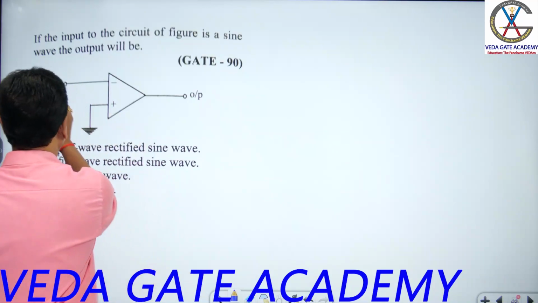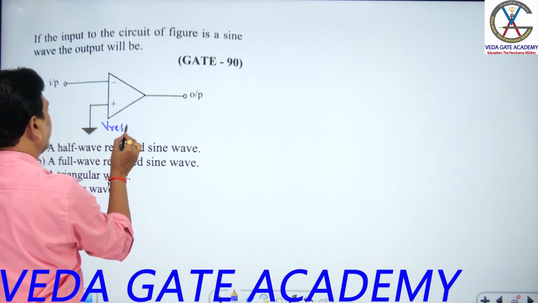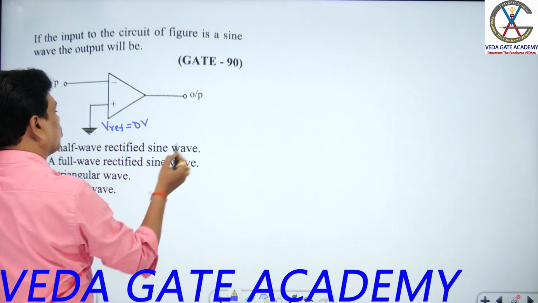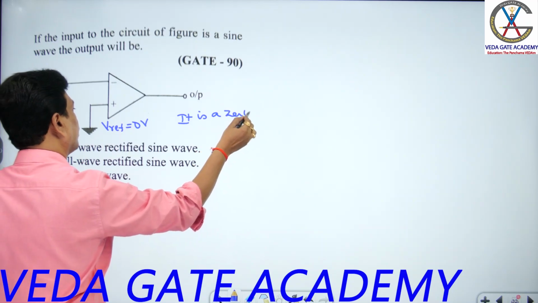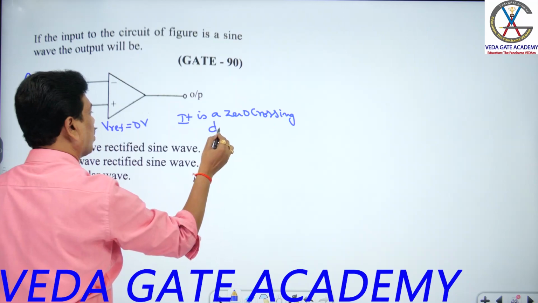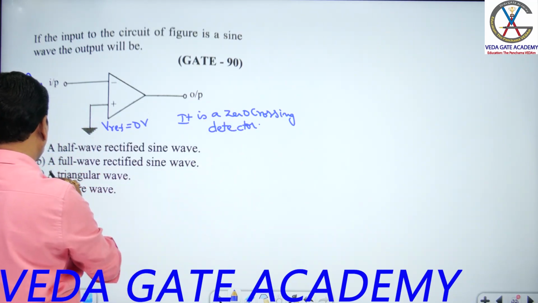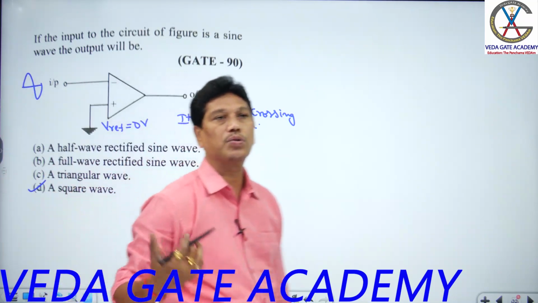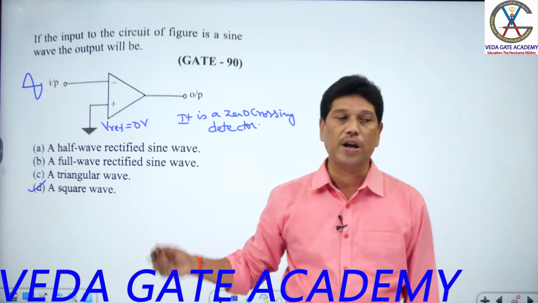Here the input is a sine wave. V reference is 0. So it is a zero crossing detector. A zero crossing detector is a comparator circuit that gives a square wave pulse as output. Got it now? The option is D.